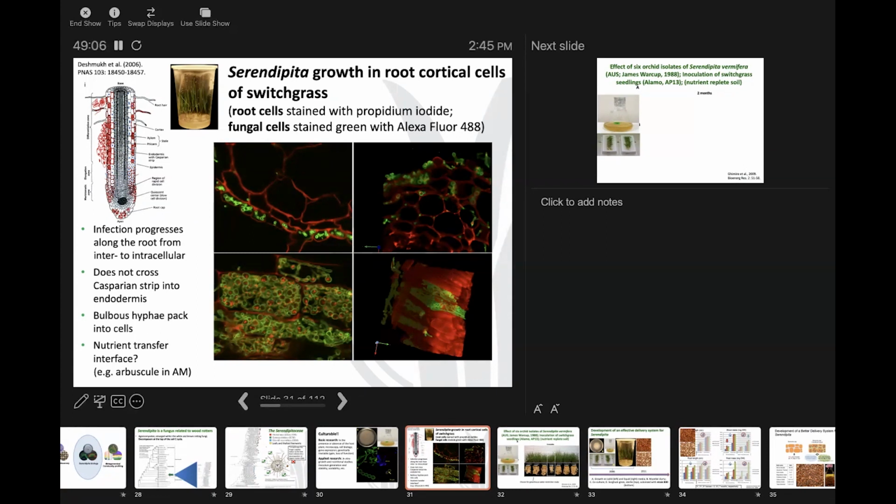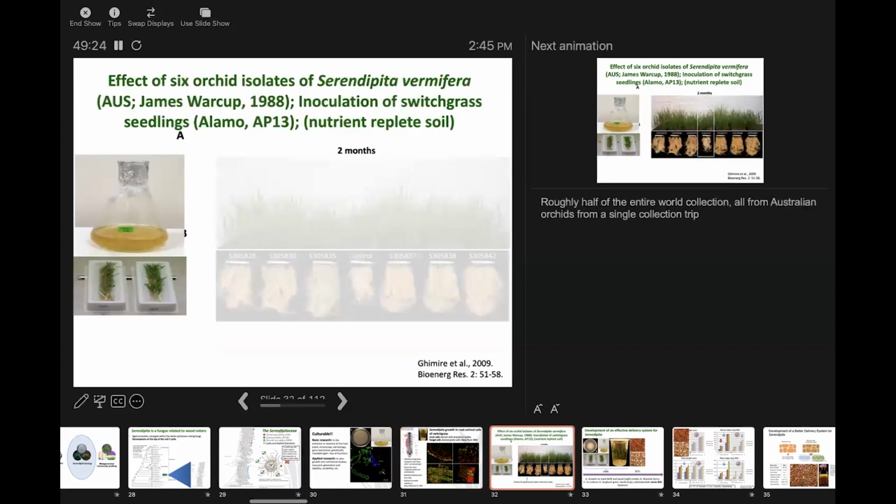And those cells aren't dead. Those cells are perfectly alive. All of the green is the fungus again. The red stain is also nuclei, but most of the red is the plant cells. So you can see it just literally packing in these living cells. No sign of disease, no sign of necrosis, no sign of any of that.